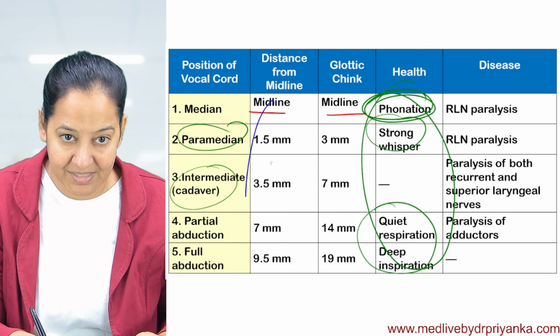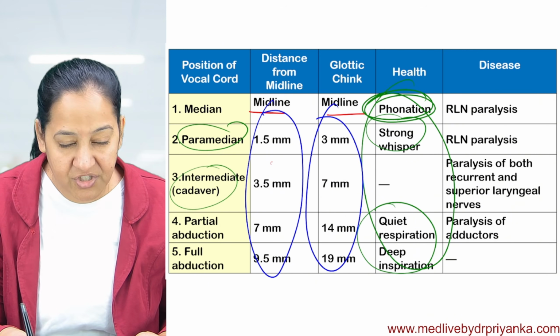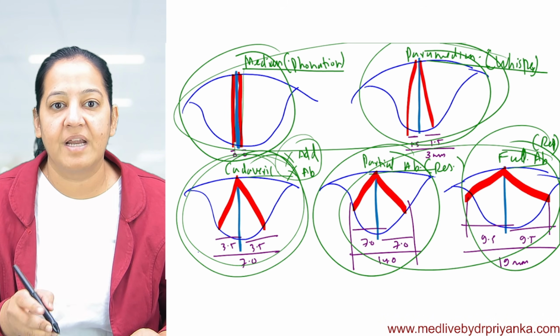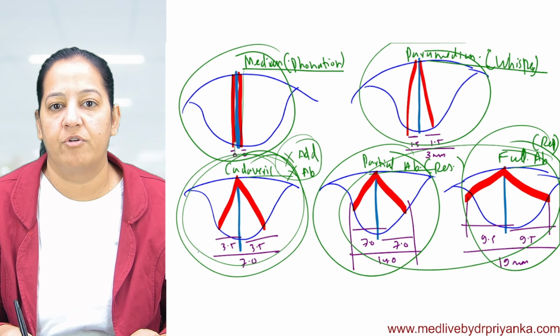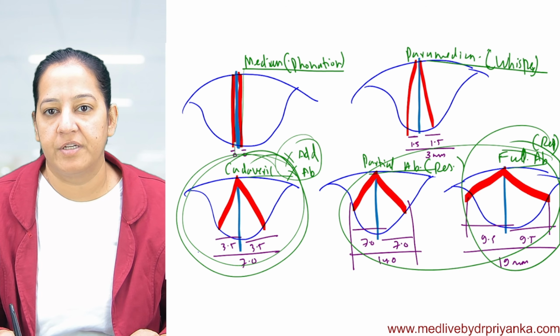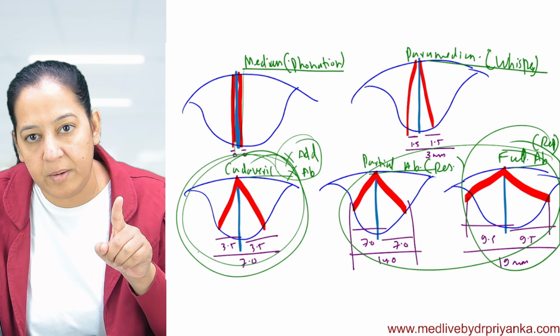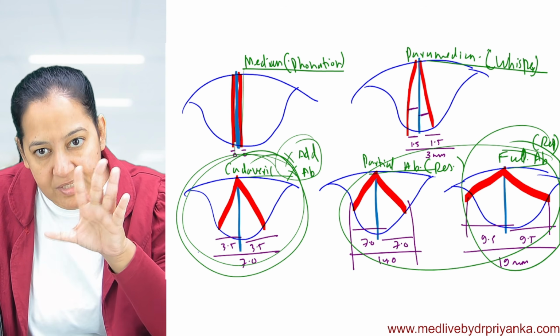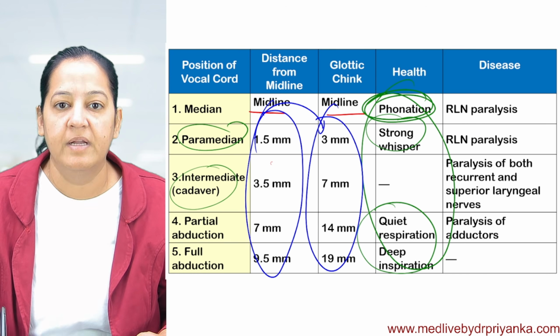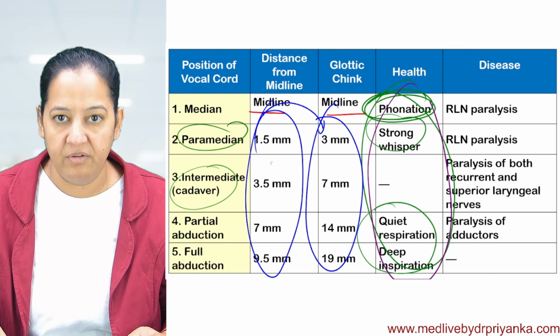You can understand their distance from the midline, and the distance with each other will be double of this. You can appreciate I have drawn everything over here. So if this distance is 1.5 from the midline, the distance of the two vocal cords from each other is 3 millimeter. It's like that. And for which function they are required in normal health.